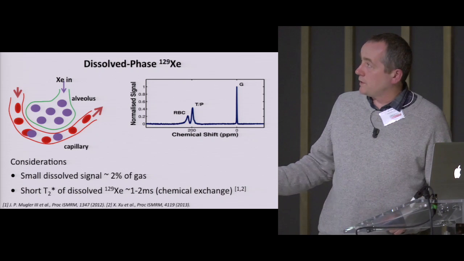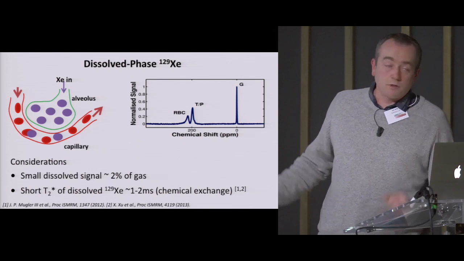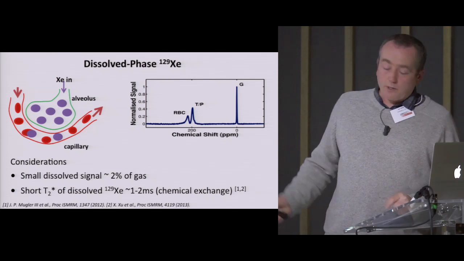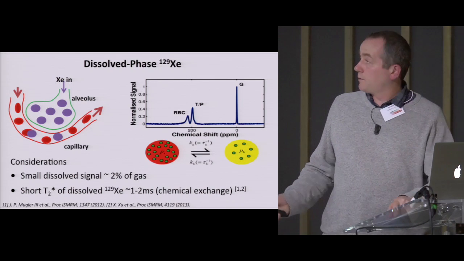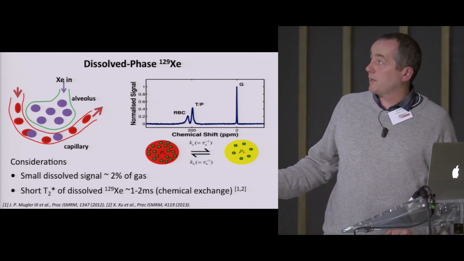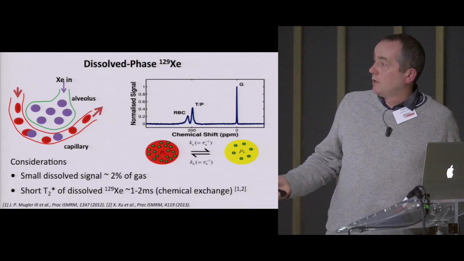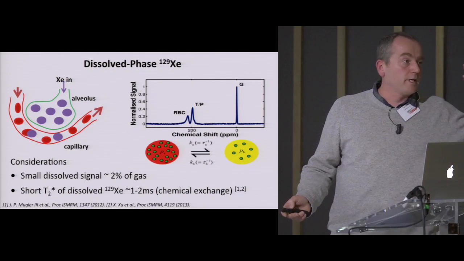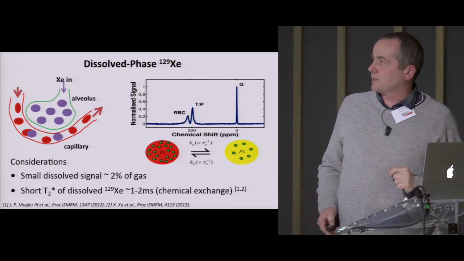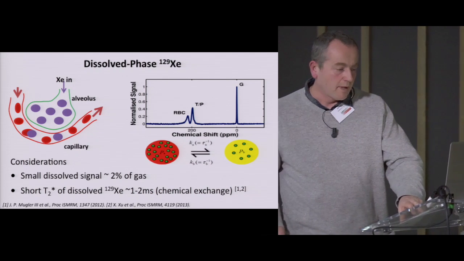I might point out that these two signals have got a very short T2 star. So the gas, we have motional narrowing, so it's got a nice narrow line width. The dissolved phase signals, because we have chemical exchange processes taking place, you get exchange between these two peaks, and we get a broadening of the peaks. So as well as being small, because the gas is not very soluble, they're also short in terms of the relaxation time. So imaging these two is challenging, but it's possible.